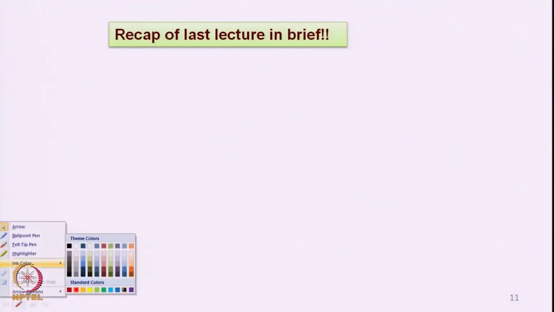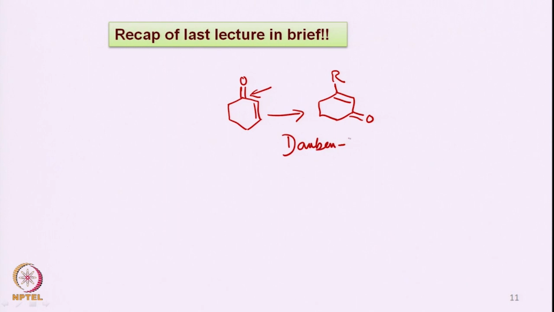where we took two different types of substrates, where we had an enone of this kind and we transposed into an enone of this kind by introducing an R group here at this position. This was one method that we discussed using Dauben rearrangement, Dauben-Michno rearrangement.